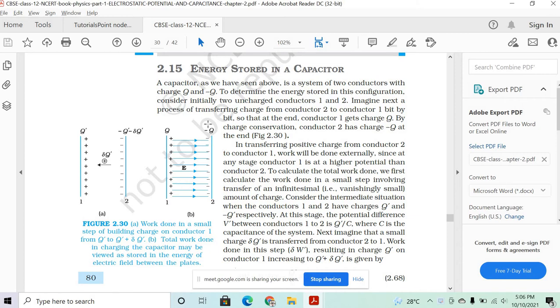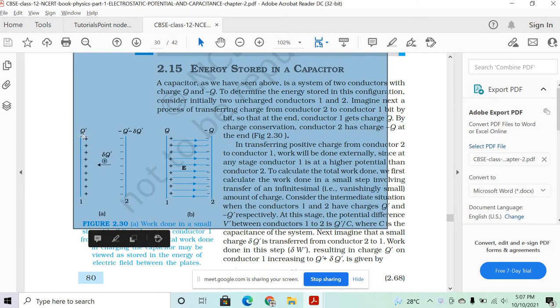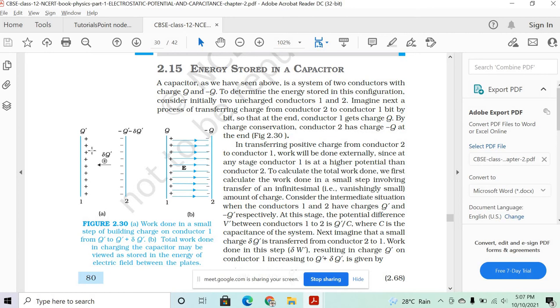Let's understand the energy stored in the capacitor now. Our goal is to find how much energy is being stored in the capacitor. In the first figure, 2.30, we have the capacitor. The plus charge is on the first plate, and correspondingly there is a negative charge on the other plate. So two plates are there, positive charge here, negative charge here.